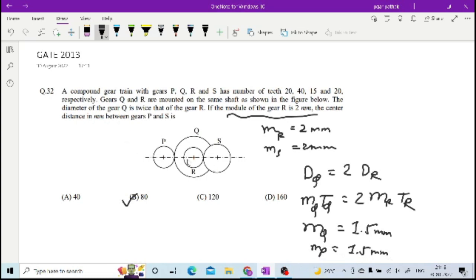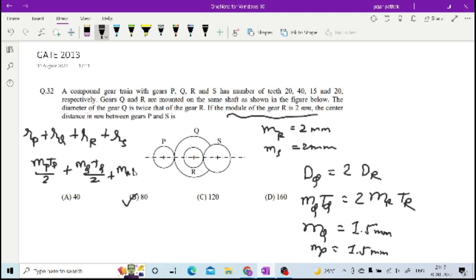And the distance between P and S is actually the radius of P plus radius of Q, plus radius of R and radius of S. Now radius is again M into T by 2, right? So MP TP by 2, MQ TQ by 2, plus MR TR by 2 and MS TS by 2.